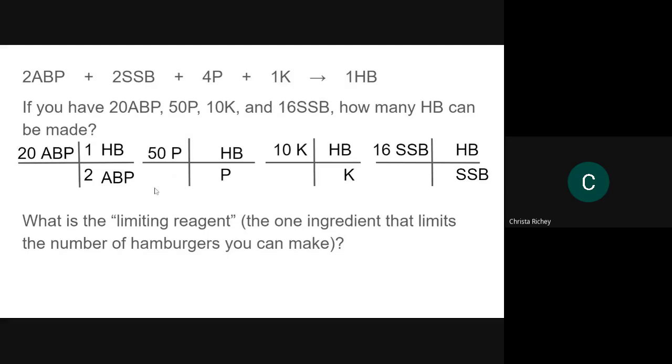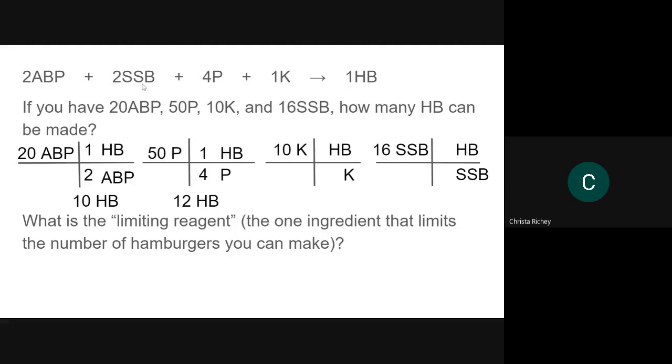Oh, well, okay. I thought I was going to do all of them, but I didn't. So I can cancel out my all beef patties and I don't have to do times 1. So 20 divided by 2, I can make 10 complete hamburgers here. Move to the next one. Pickle gets a 4, hamburger gets a 1. The pickles would cancel. 50 divided by 4 would be 12 hamburgers.